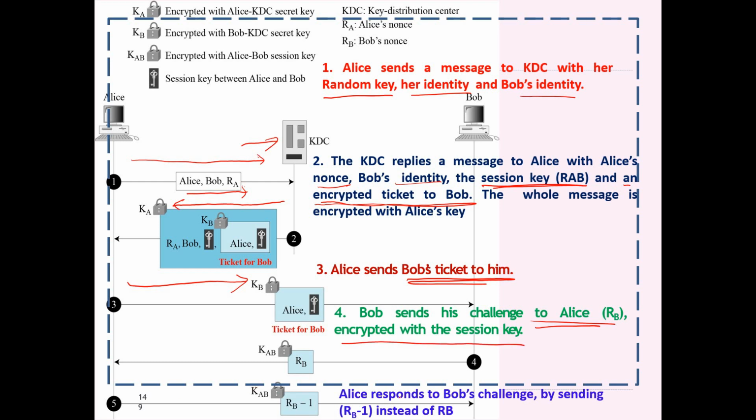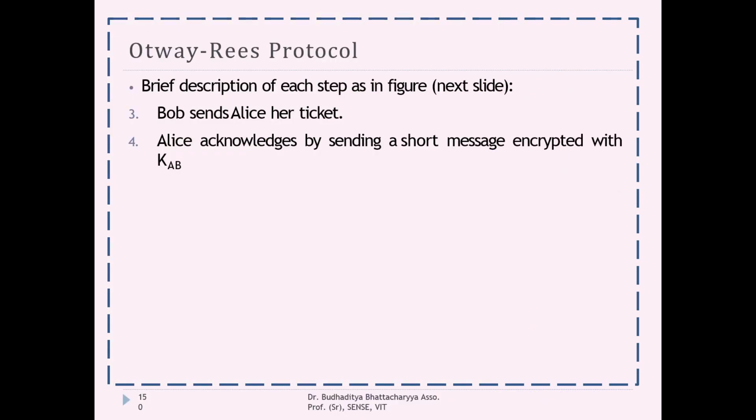And finally, you can observe that fifth one, Alice responds to Bob's challenge by sending the RP-1 instead of RB. So he encrypts the data once again and he sends the information to the user. So this particular technique that you are looking at here involves using the KDC and using the session key as well as a ticket. Alright. The same logic, very similar, is done in the Otway and Rees protocol as well.